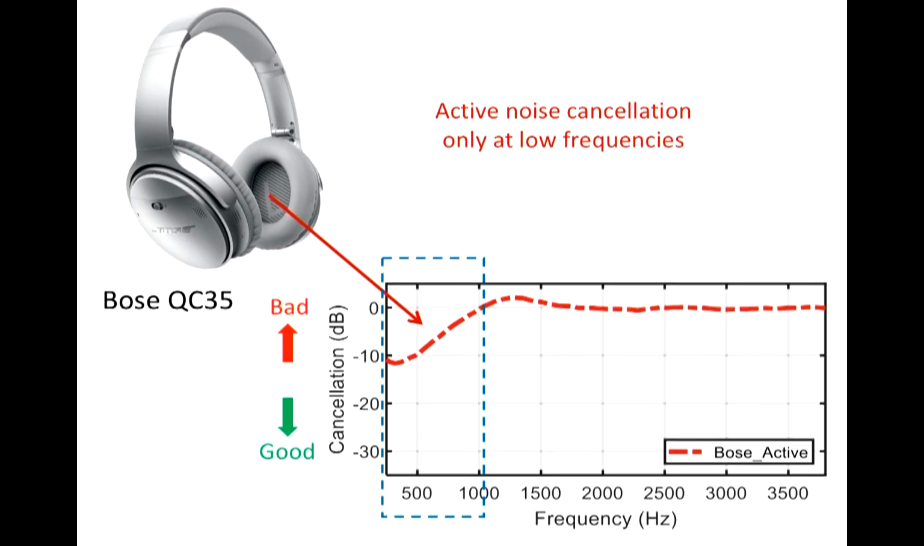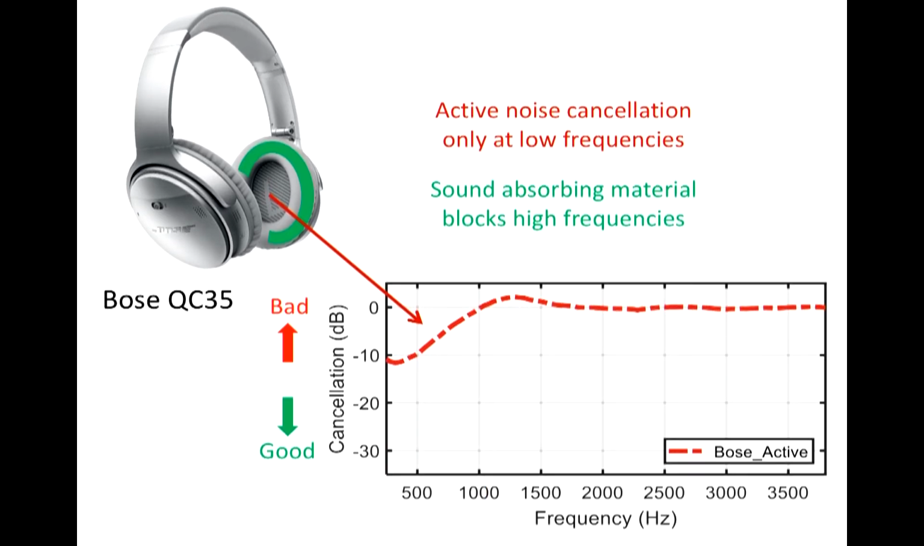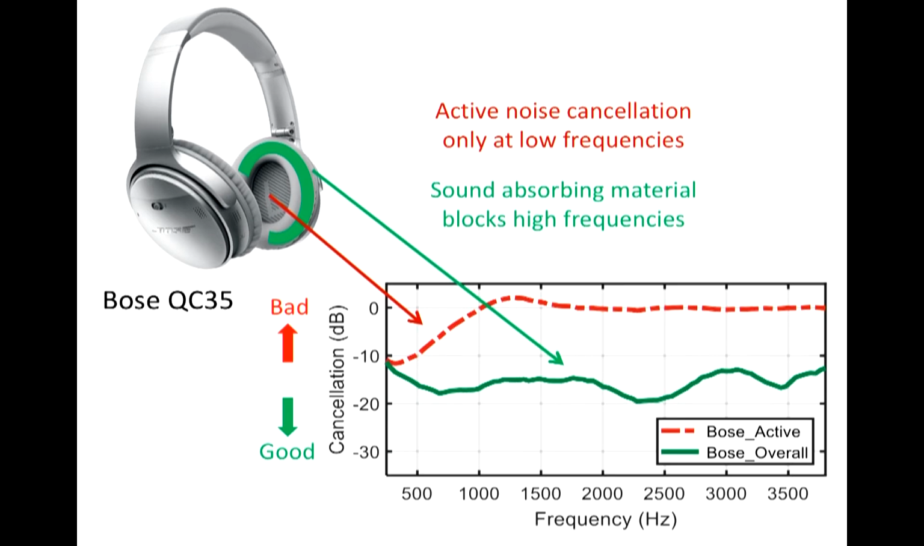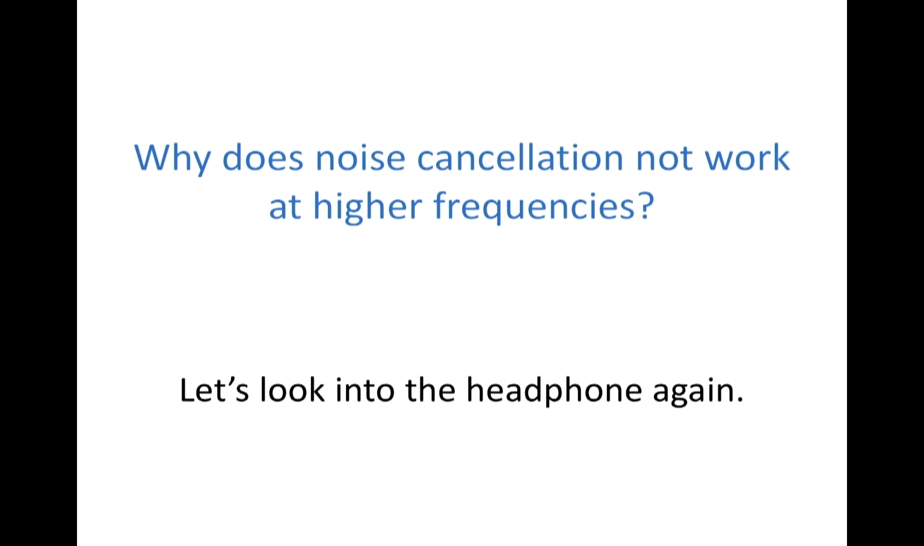If you start to wonder why this headphone actually works pretty well when I wear it, it is because they have this sound-absorbing material that surrounds your ear and blocks the sound. So this green curve shows the performance after we add the sound-absorbing material to the headphone. So obviously, at these higher frequencies, it is only this material that is really absorbing the sound. So why is this? Why does noise cancellation itself not work for higher frequencies?